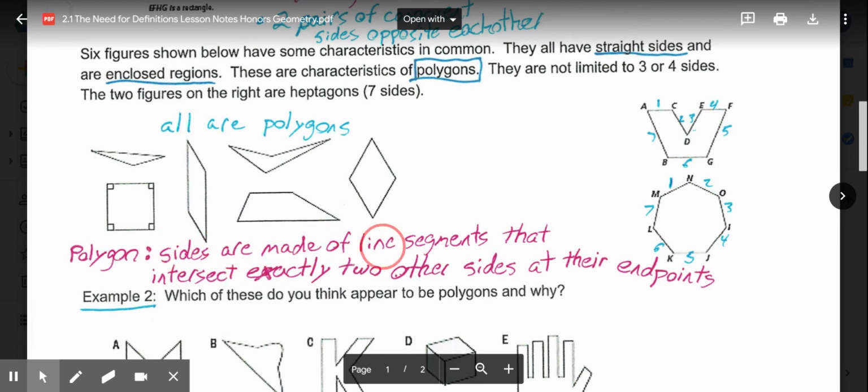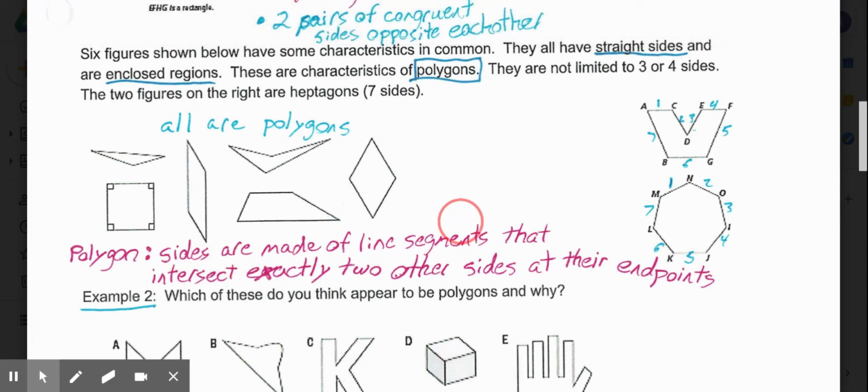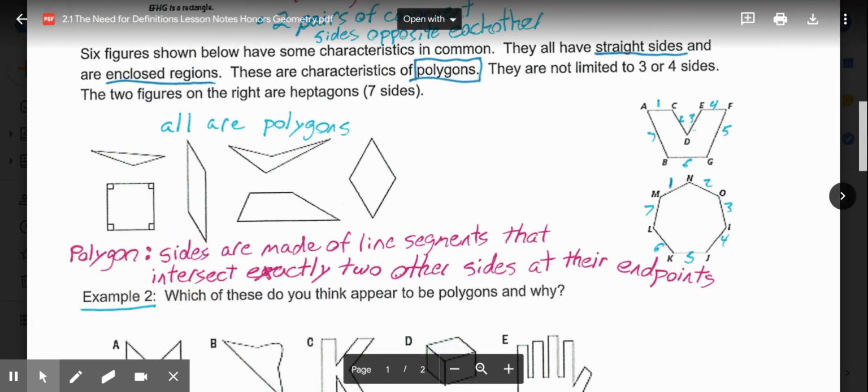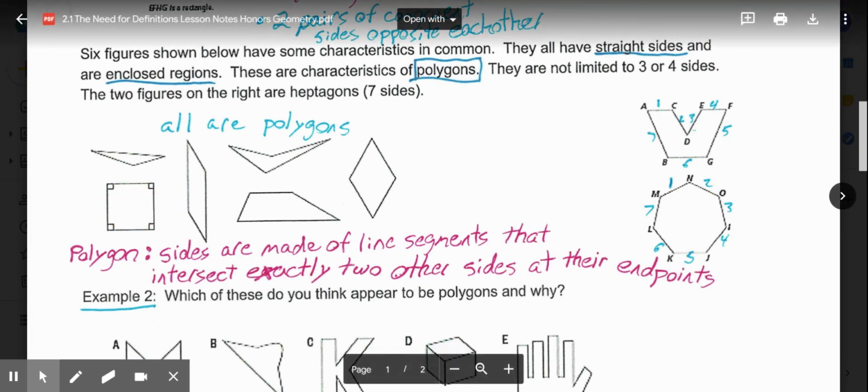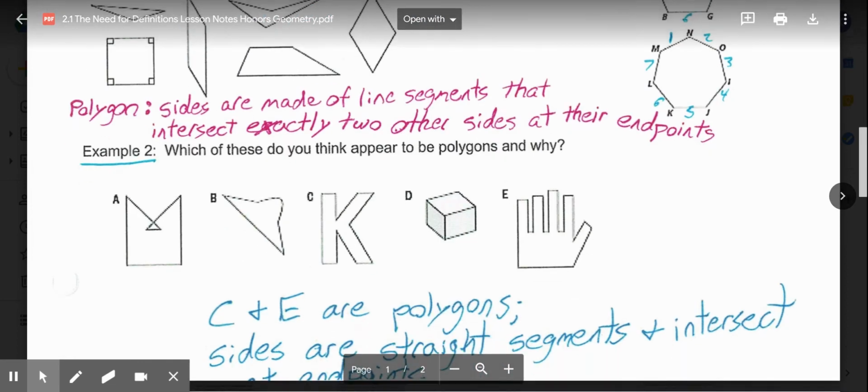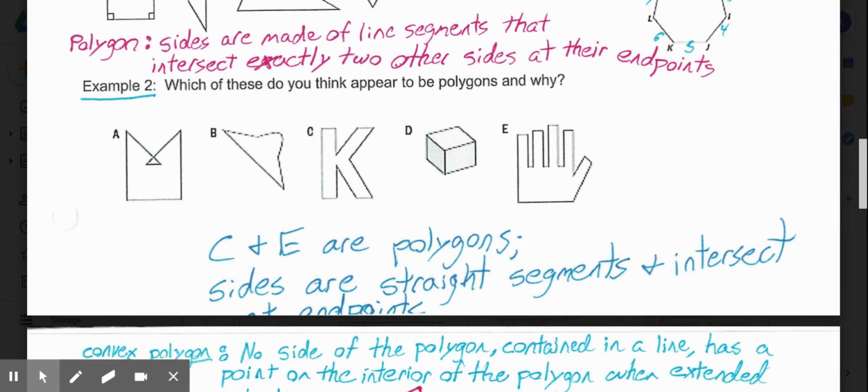Polygons have sides that are made of line segments, so we know that they are straight, not curved. And those sides intersect exactly two other sides at their endpoints. So that would be our simple definition of a polygon. And then they create what we could also call enclosed regions, the interiors of these polygons. So example 2 says, which of these figures do you think appear to be polygons and why?